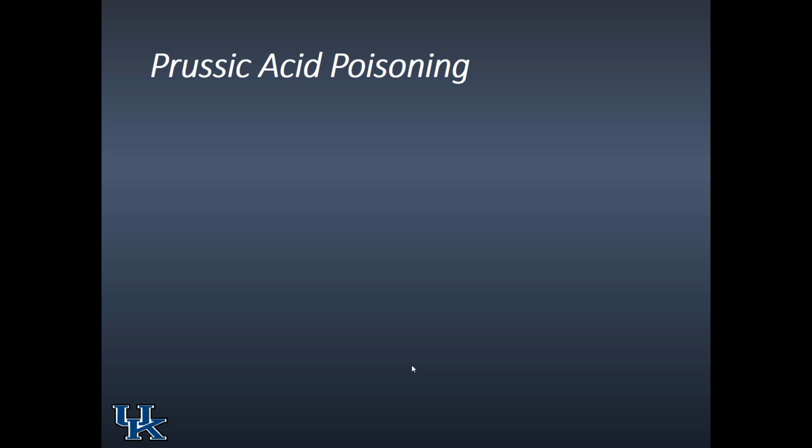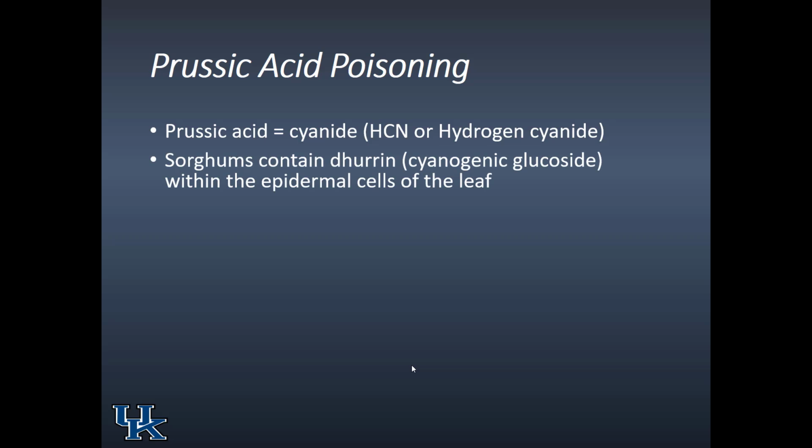I'd like to switch gears now to prussic acid poisoning. Prussic acid is cyanide, HCN, or hydrogen cyanide. It gets its name because cyanide was isolated from a dye called Prussian blue, hence prussic acid.